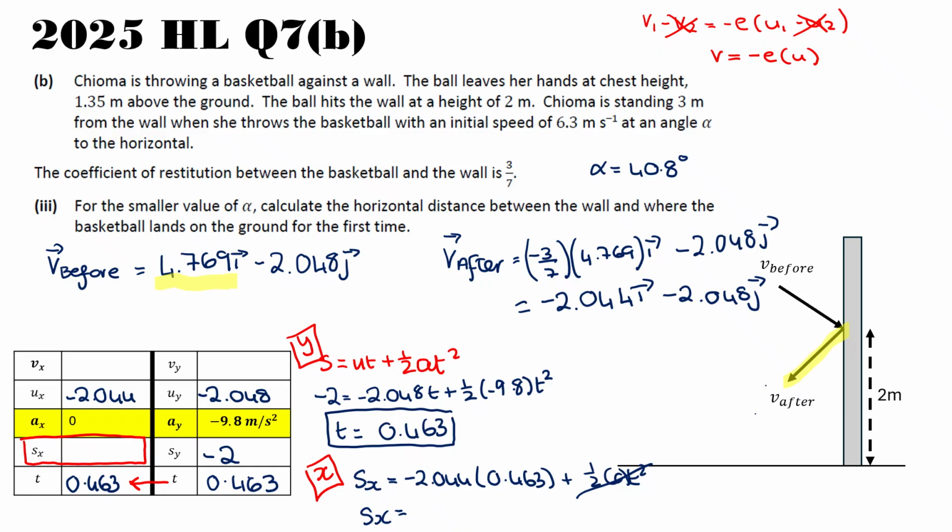That works out for us as s x of minus 0.95 meters. They want not the displacement, but the horizontal distance, so just make sure that we answer the question that we were asked. The horizontal distance, not the displacement, is 0.95 meters. It's absolutely fine to work in terms of our vectors, but just bear in mind that we do need to answer the question that was asked.